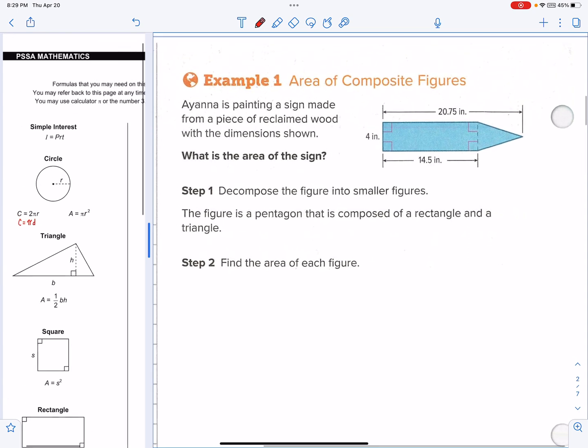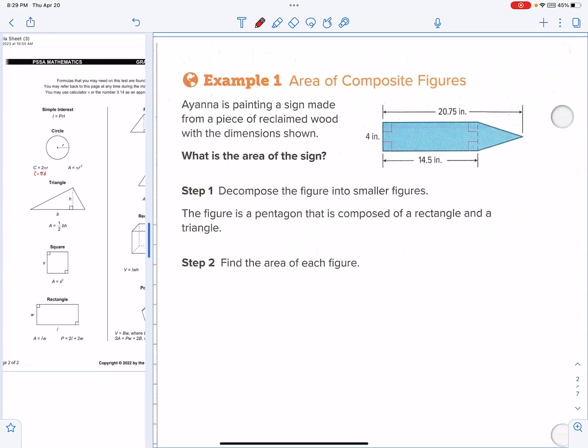I'm going to keep my formula sheet off to the side here. I feel like I'm talking a little quick here. I want to slow things down a little bit.